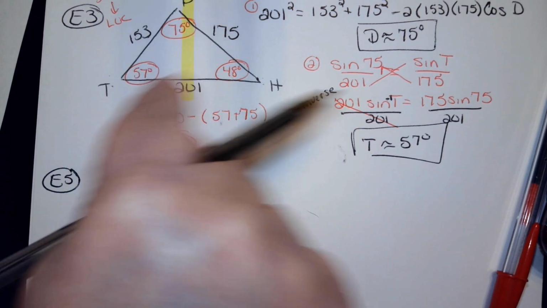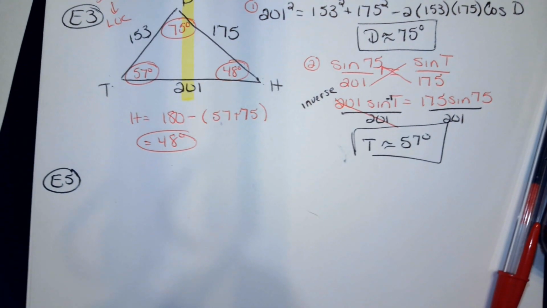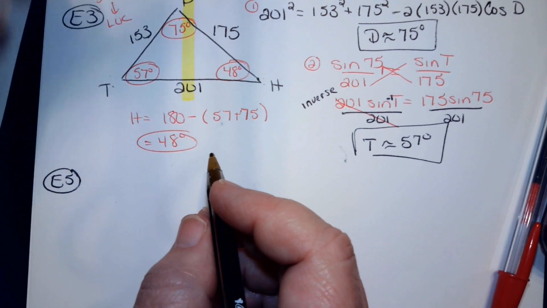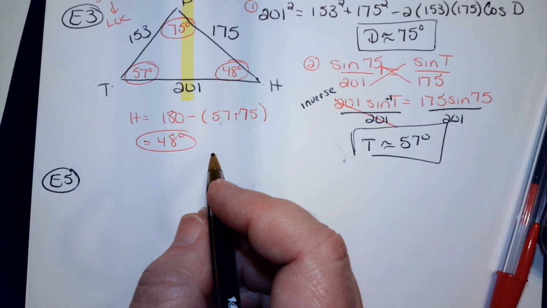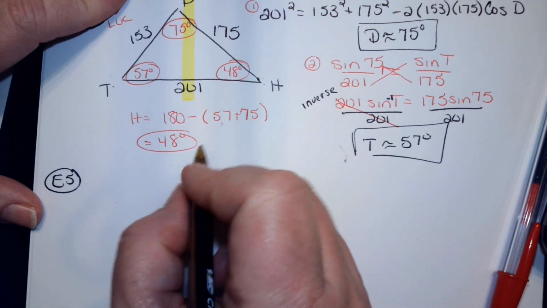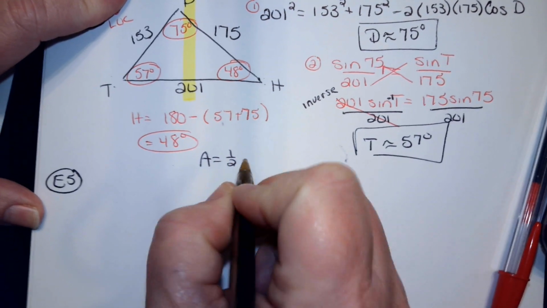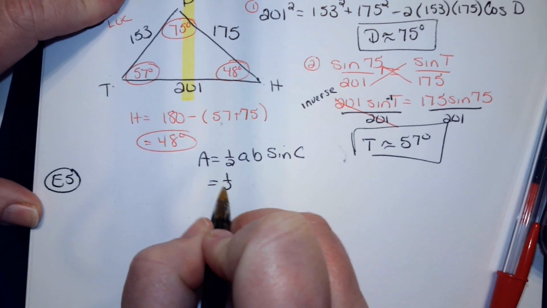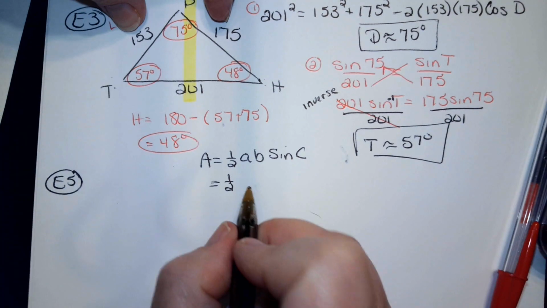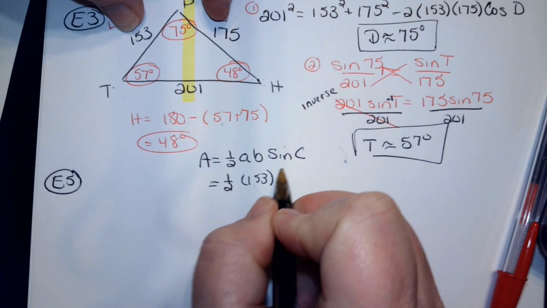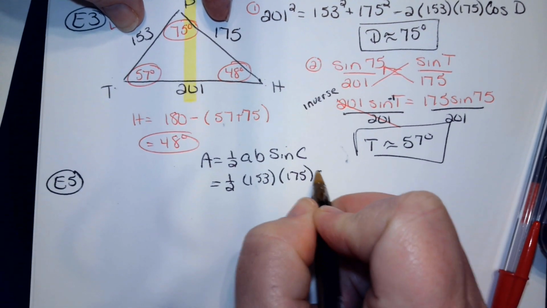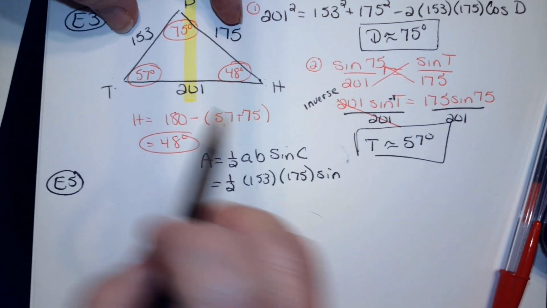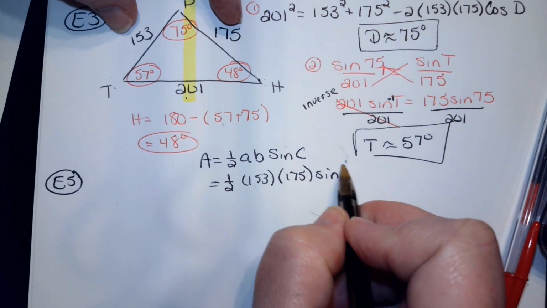And you know what? I forgot to do the area again. Why do I keep forgetting to do the area? All right. So for the area, since we know all the information now, it should be pretty easy to do. I'm just going to go ahead and do the 1/2 AB times the sine of C. All right, let's choose two sides. So let's do 153 and 175 times the sine of the angle opposite the side I have not used. I have not used this side, so I'm going to do the sine of 75.